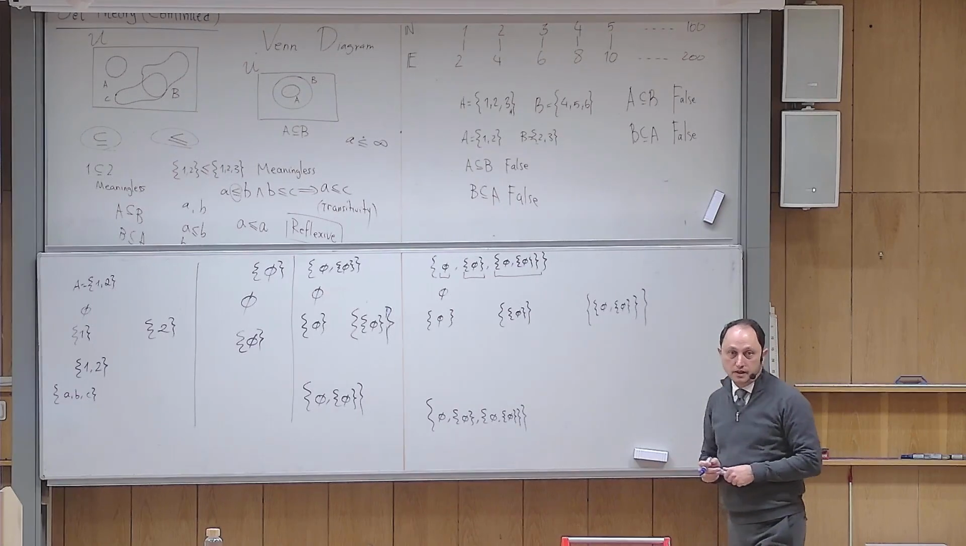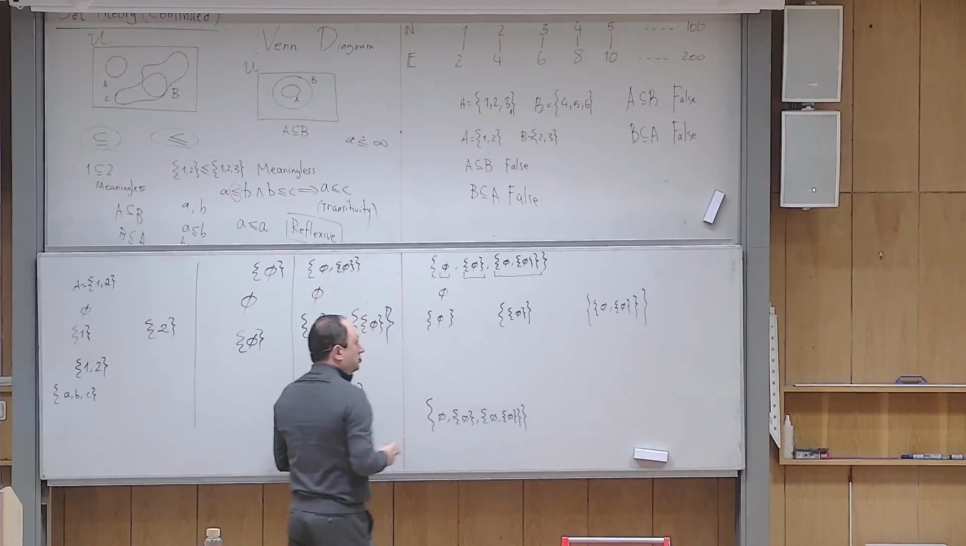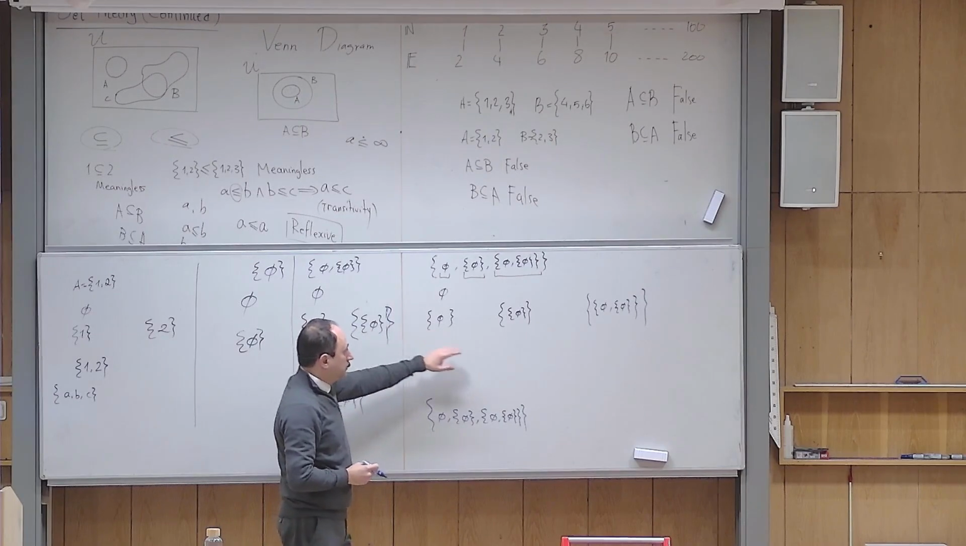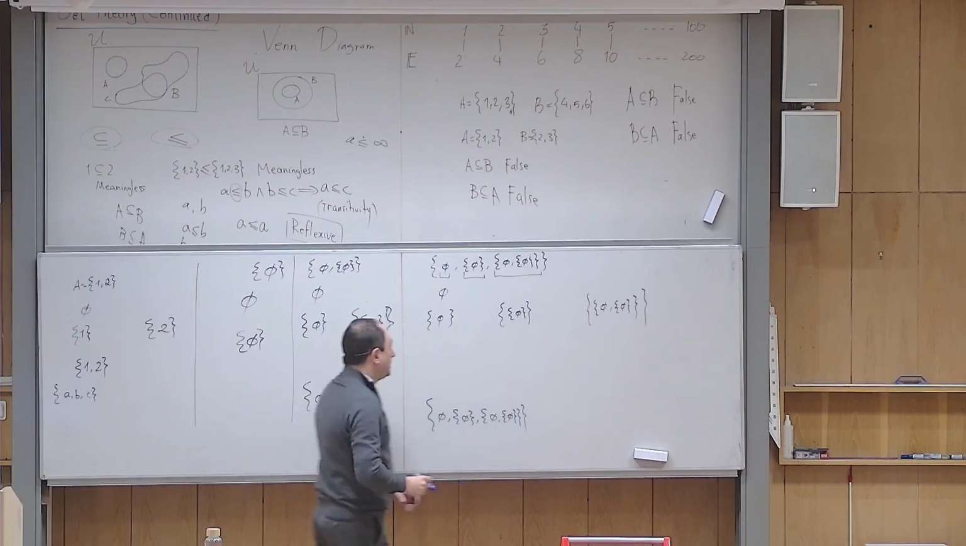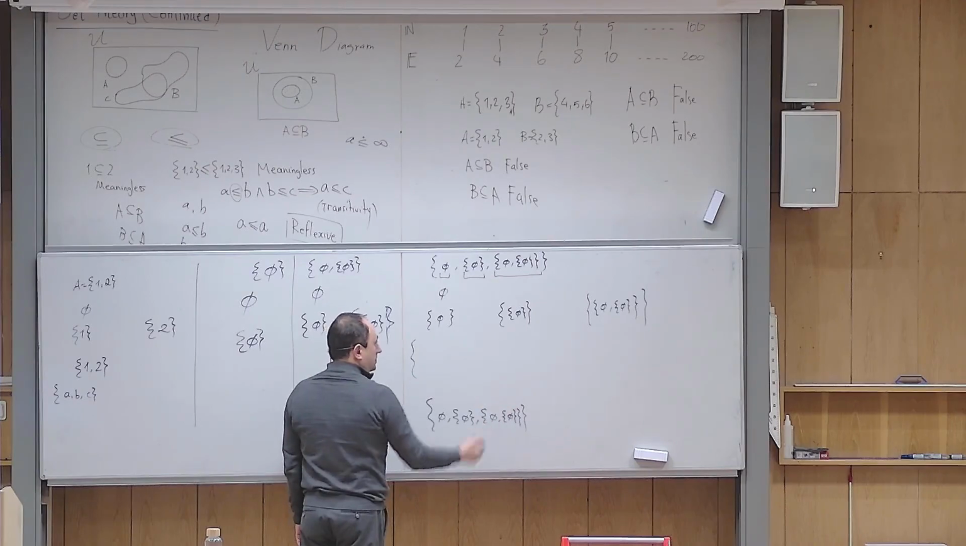Okay, now, is there any more with one single element? No. So what is the cardinality of this one? 1. What's the cardinality here? 1. Okay, but now I want to have two element subsets.